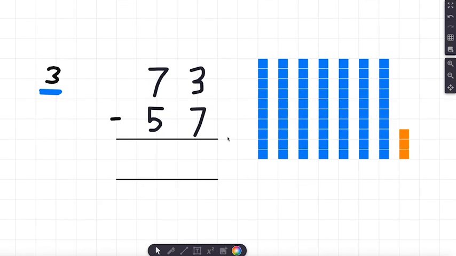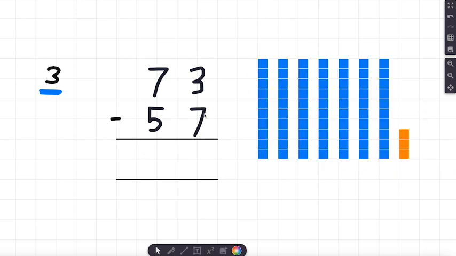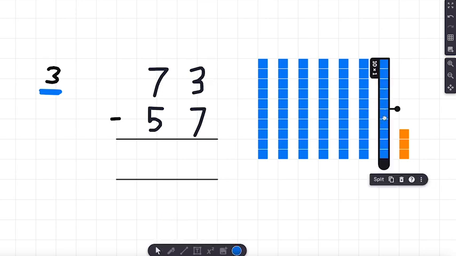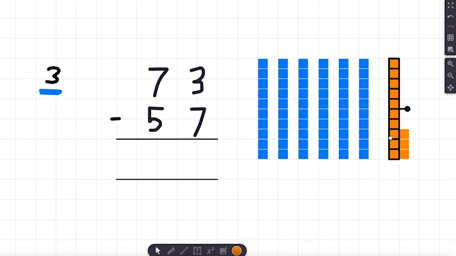Question number 3, we have 73, 7 10s and 3 units, take away 57. Again, if we look at the units column, we start with 3 take away 7, which we can't do. So we can do, but it's negative numbers, and that's not going to help us use this method to come up with an answer. So we're going to go to the 10s column. We're going to take one of those 10s, and we're going to turn it into 10 units. There we go. I'm just going to move it across slightly just to separate it.